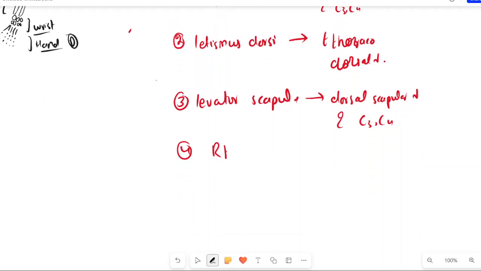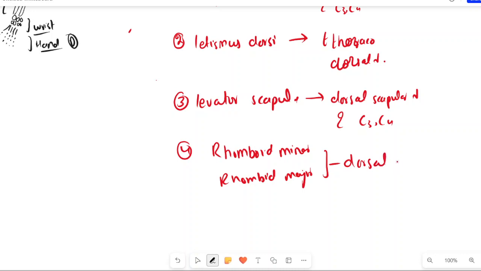Now the fourth muscles are rhomboid minor and rhomboid major. Both of them are supplied by the dorsal scapular nerve. Okay, so this is about the shoulder region.